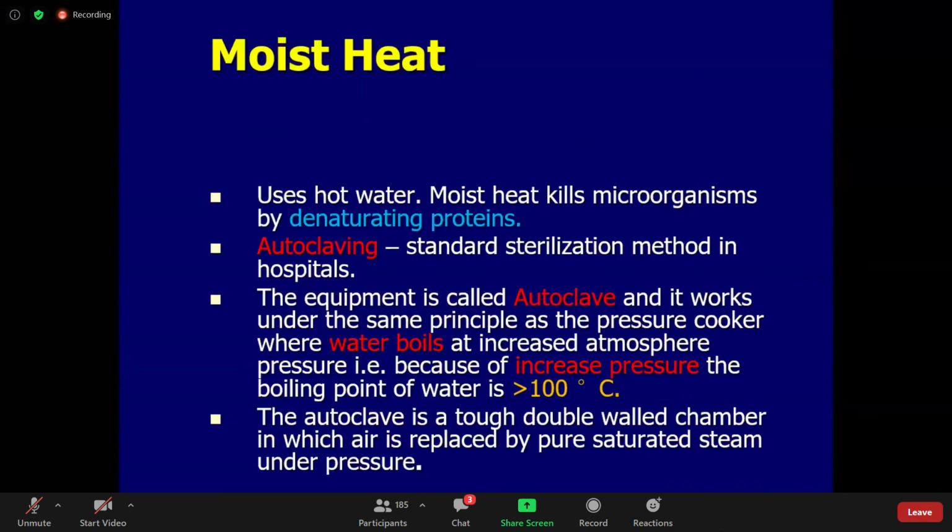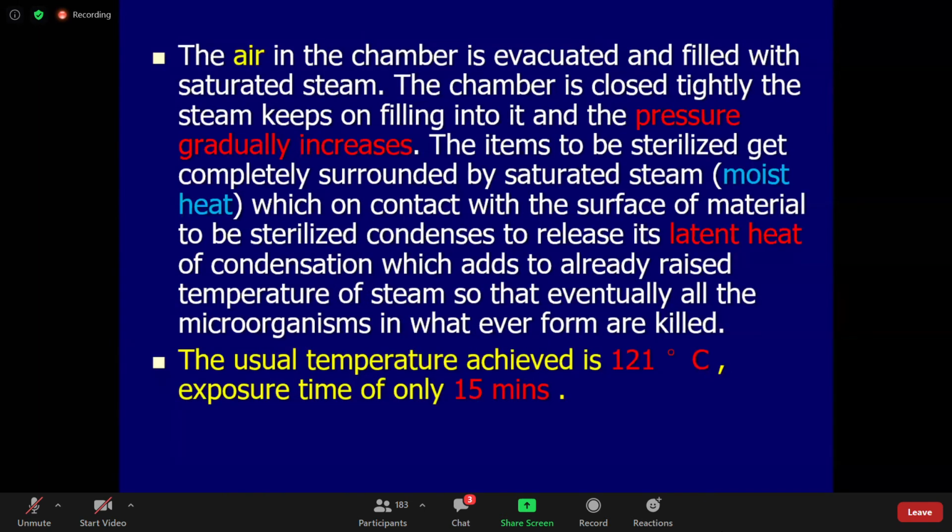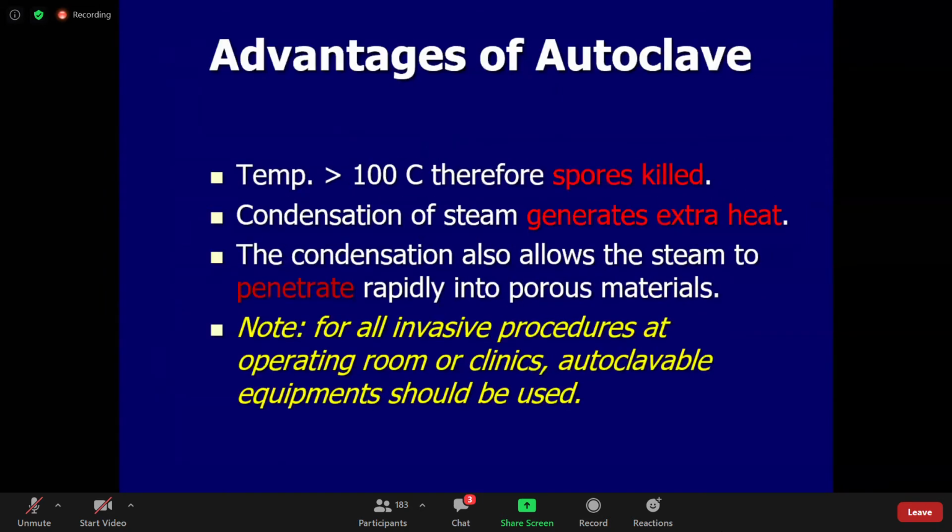When you talk about moist heat, you talk about the autoclave, and this is, as I said, under pressure. The advantage of the autoclave is that it has what you call latent heat. When the steam contacts the surface of the material, it can be condensed, and usually there is latent heat. Latent heat is the condensation of the heat, and it can be kept for a long time. And as I said, 121 for 15 minutes.